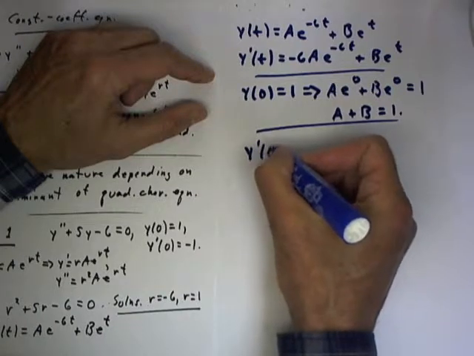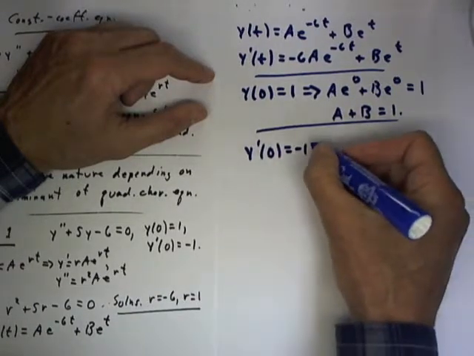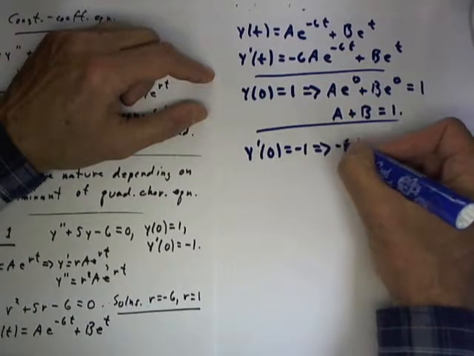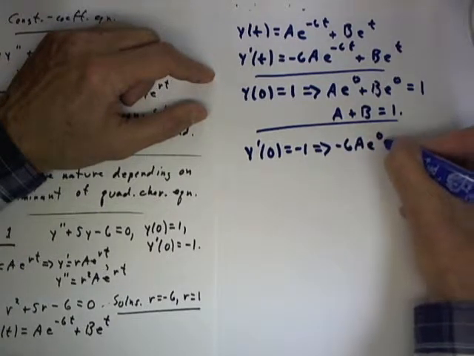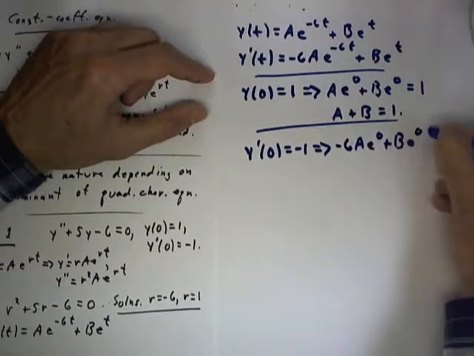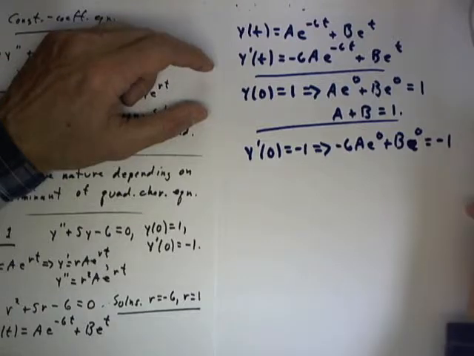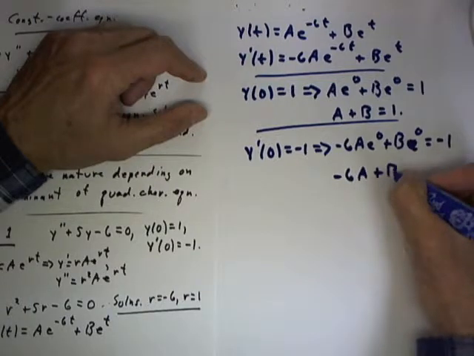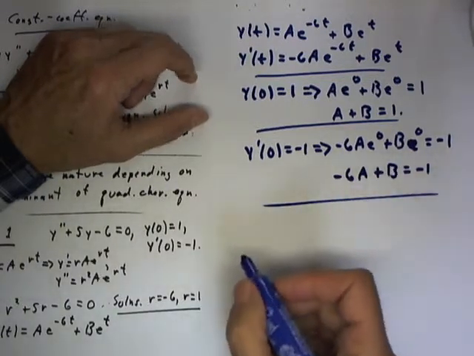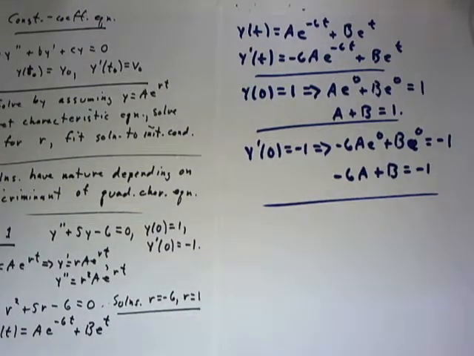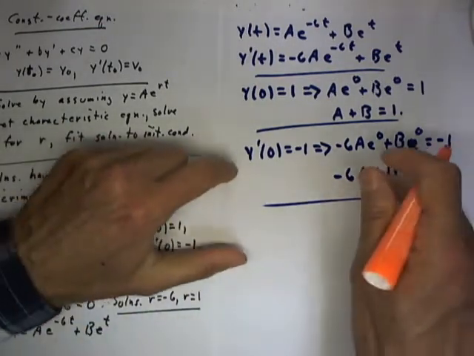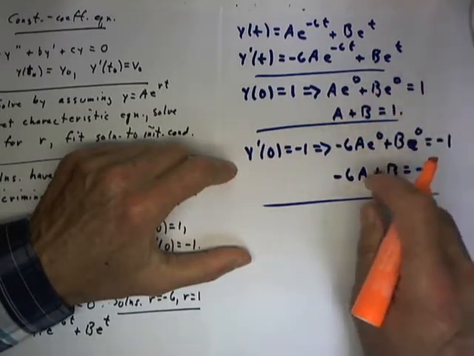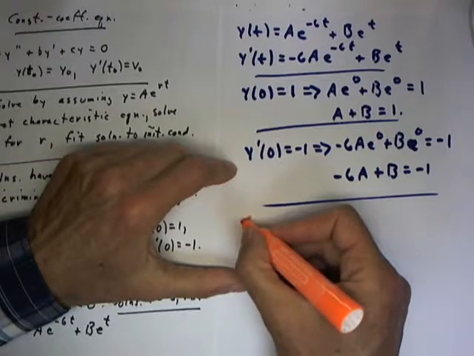Our initial condition y prime of 0 equals negative 1 implies what? That negative 6A e to the 0 plus B e to the 0 equals negative 1. And simplifying this, we get negative 6A plus B equals negative 1. So that's two simultaneous equations in A and B, and we're going to be able to solve for the constants A and B.